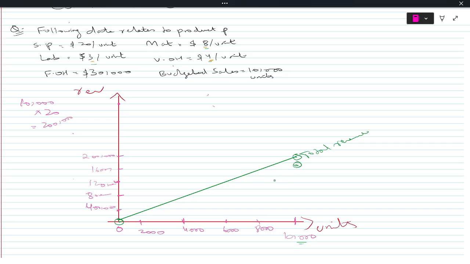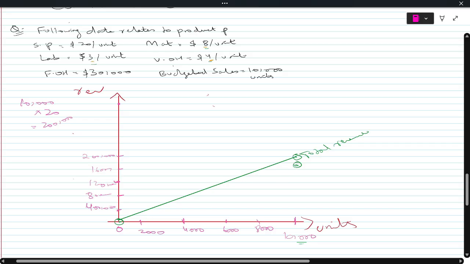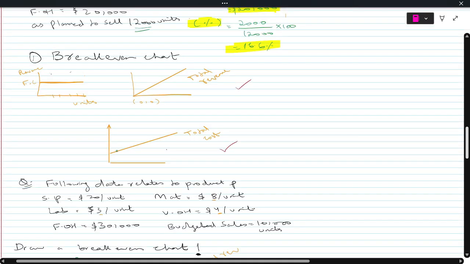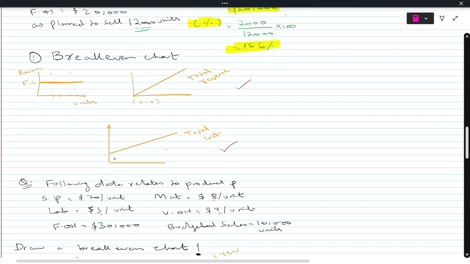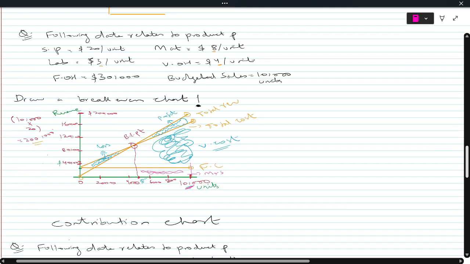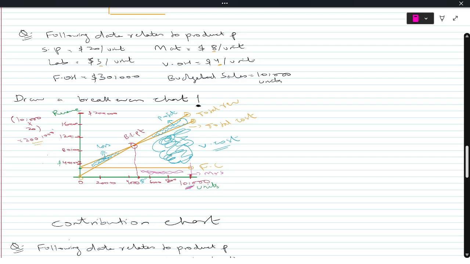So this is my point, and obviously at 0 units you will have 0 cost, right? But what do you remember from the last lecture? I told you that the total cost always starts from the top. It never starts from the origin. And what did we learn? Okay, it starts from the top, but from where? From the fixed cost. Wherever your fixed cost line is, just start from the top of that, right?